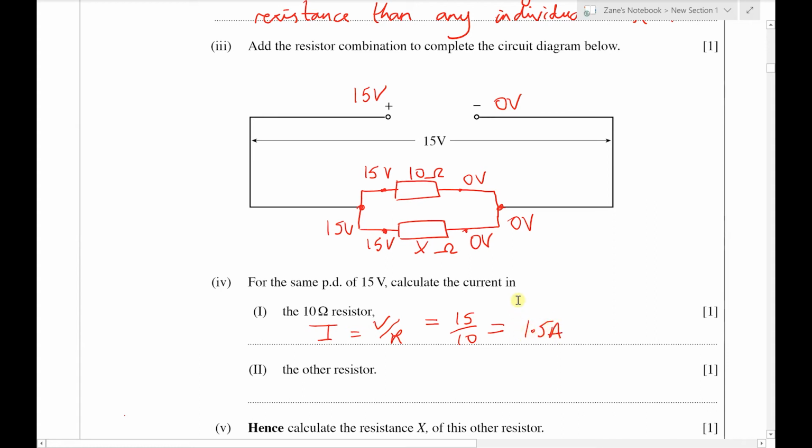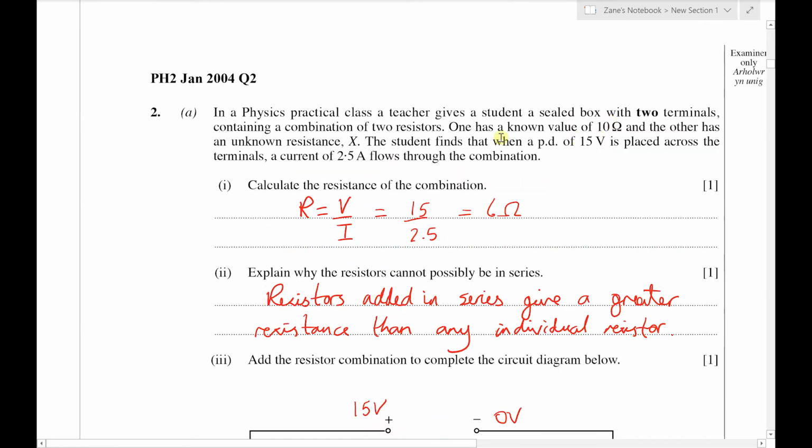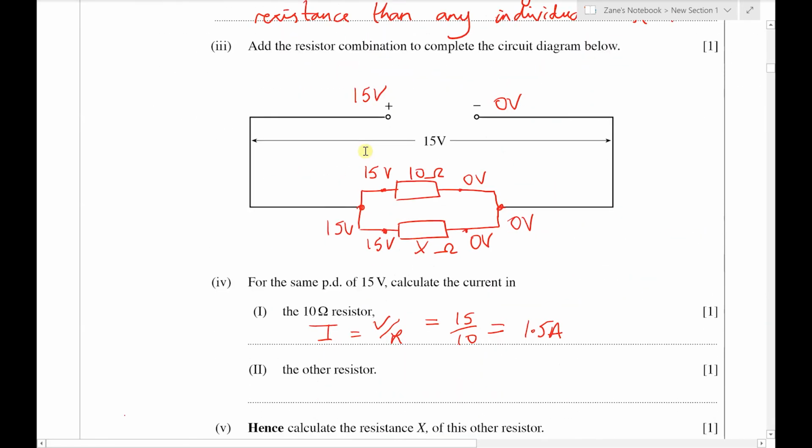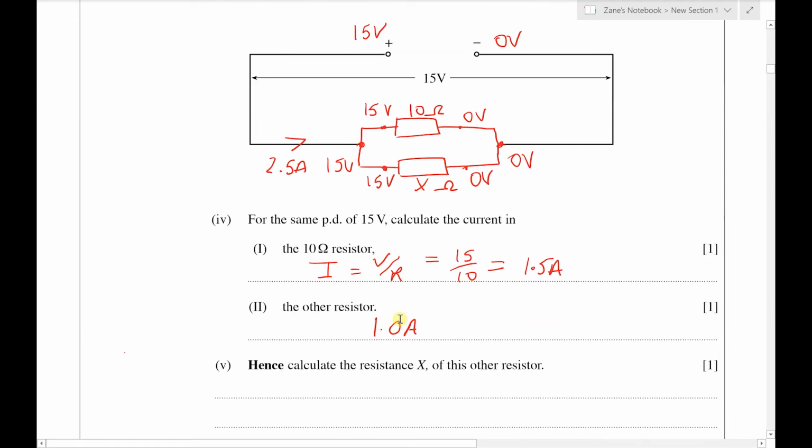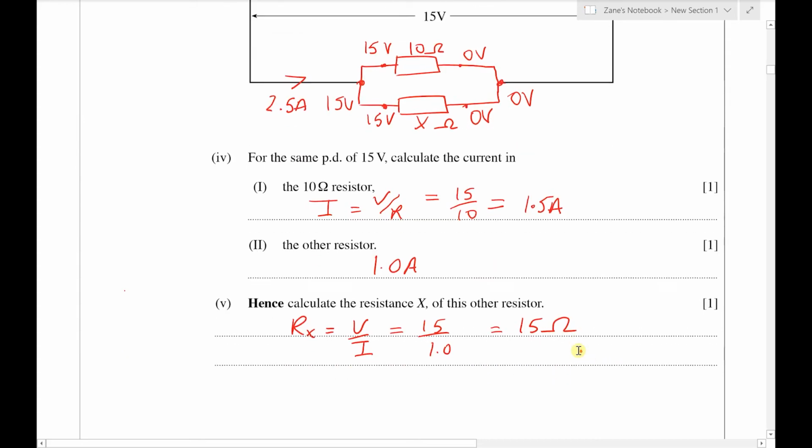To find the current through the other resistor, we're just going to remember that the total current in the circuit was 2.5 amps. So if you like, there's 2.5 amps here, splits into 1.5 amps through the top resistor, therefore there must be 1.0 amps through the lower resistor. Hence, to calculate the resistance of X, we can use V over I. We know that there's 15 volts across it and its current through it is 1 amp, so we end up with R of X is 15 ohms.